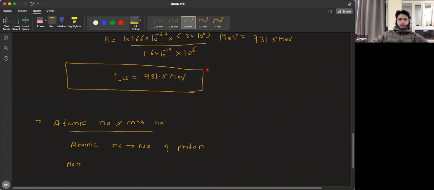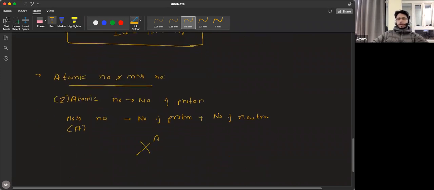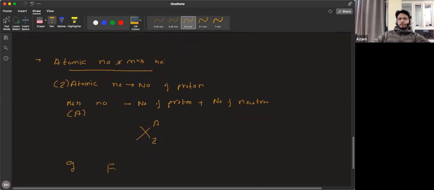What is mass number exactly? Mass number is number of protons plus number of neutrons. That's mass. We represent atomic number by Z and we represent mass number by A. So if I take an element X, we usually write in this way. The number above the symbol of the element is mass number and the number below the symbol is atomic number. If I give you one example, like if I take iron, it's 56.